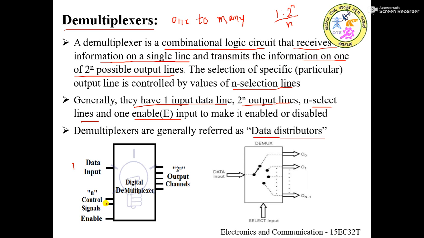Control signals are nothing but the select lines. You can say select lines are nothing but control signals. There will be n number of select lines, and there is a common enable pin, as in the case of multiplexers. Here in the diagram you can clearly see there is only one data input. This input has to be routed on any one of the output lines among the 2 to the power of n possible output lines.